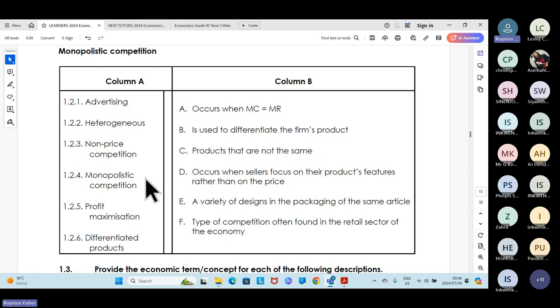1.2.4 monopolistic competition. For Santa Claus says it's F. Inkule Sizi says it's F. Sinyong Jonga Hai says it's F. St. Andrew says it's F, as well as Alsis Rabai. And that is the only answers that I've received thus far. So the answer is F, and it says here, type of competition often found in the retail sector of the economy.